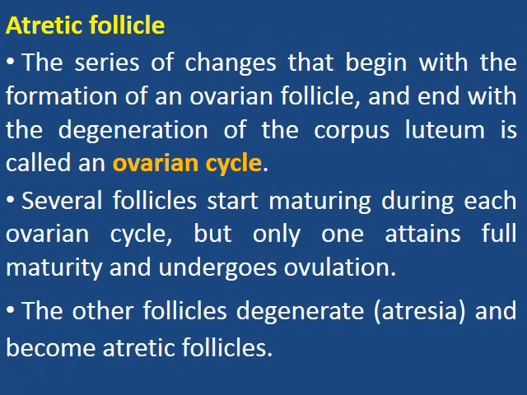Coming to atretic follicle, the series of changes that begin with the formation of an ovarian follicle and end with the degeneration of the corpus luteum is called an ovarian cycle. Several follicles start maturing during each ovarian cycle, but only one attains full maturity and undergoes ovulation. The other follicles degenerate and become atretic follicles.